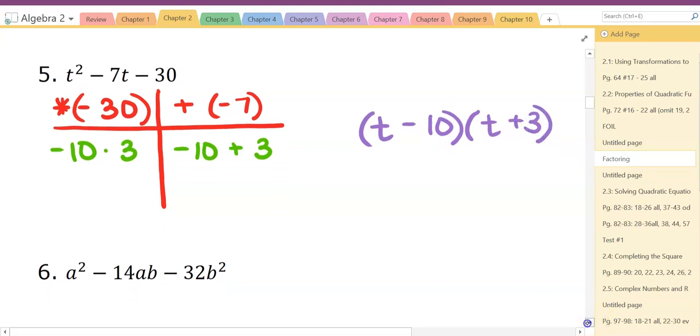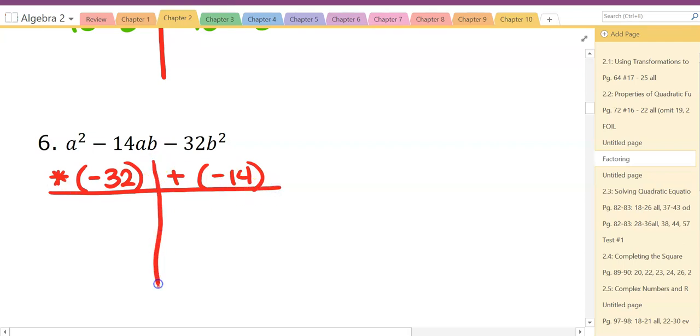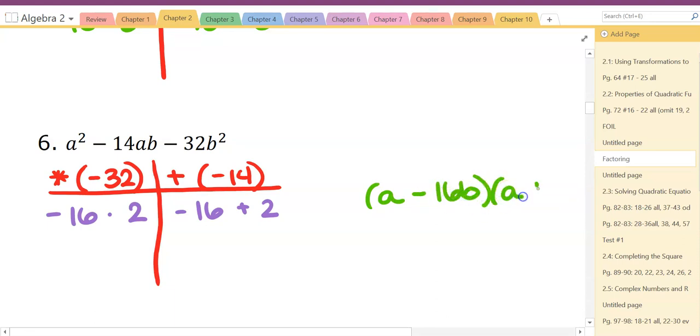For the last one here on this page, number 6, what do I need my two numbers to multiply to? Negative 32, right? And then they need to add to what number? So what two numbers did that? Negative 16 and 2. Good. Negative 16 times 2, negative 16 plus 2. And the last term had that b squared, so when you guys wrote it out in factored form, you should have had a minus 16b, and then a plus 2.